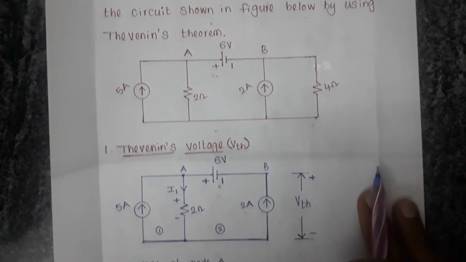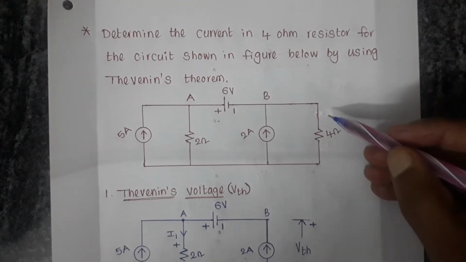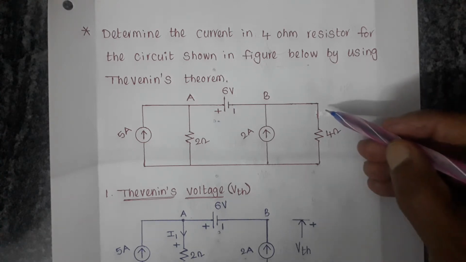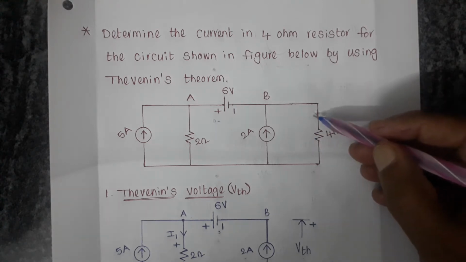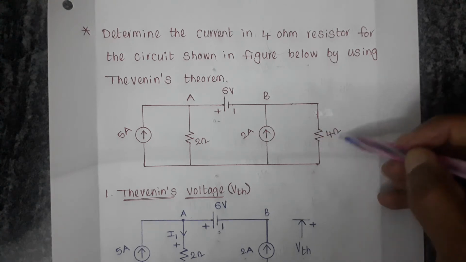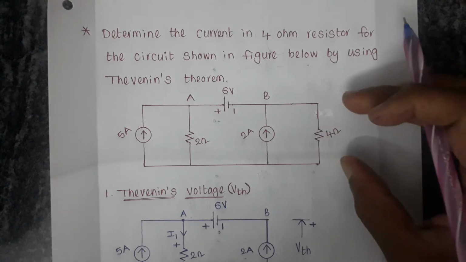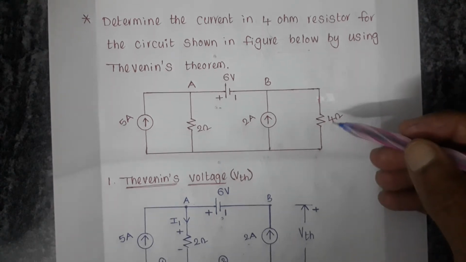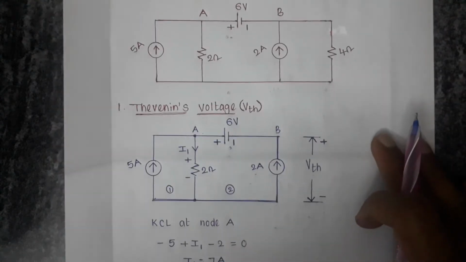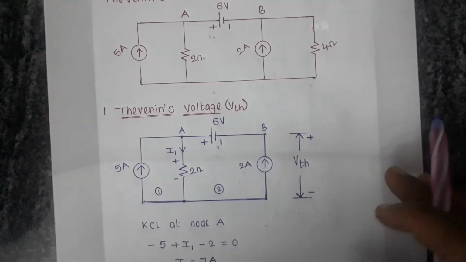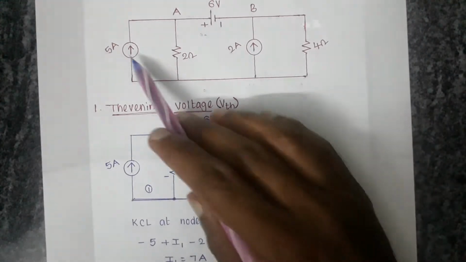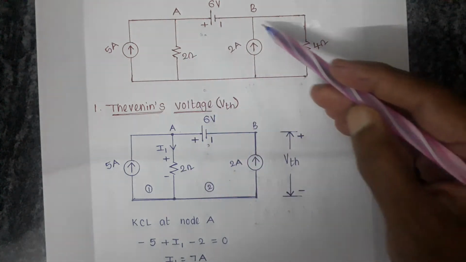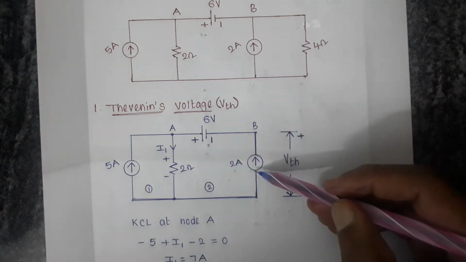To find Thevenin's voltage, we have to remove the element where we want to find the response. Response means, here he is asking us to find the current in this 4 ohm resistor. So now we have to remove this 4 ohm resistor. After removing the 4 ohm resistor, the circuit becomes like this: 5 ampere source, 2 ohm resistor, 6 volt source and a 2 ampere current source.